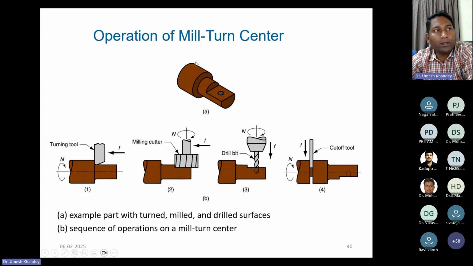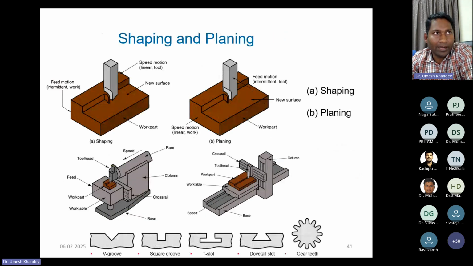So during machining, or getting the desired shape by each operation, we monitor some parameters. So those parameters need to be optimized. How, we'll see. Next, shaping and planing, other machine tools. These machine tools are generally used to make slots on the workpieces.